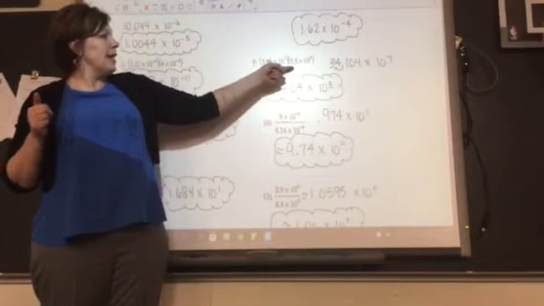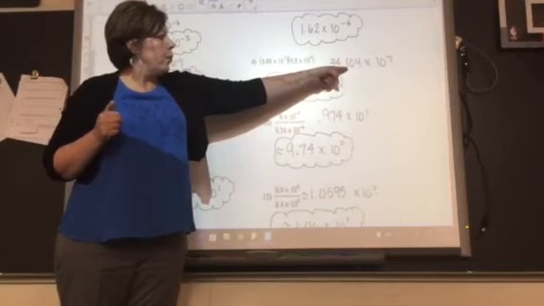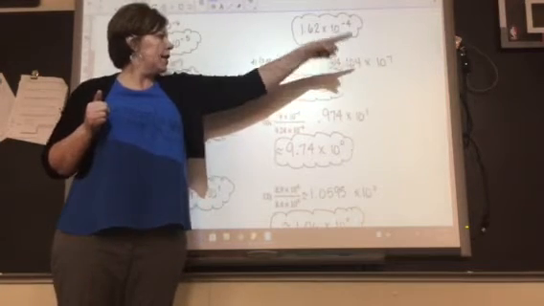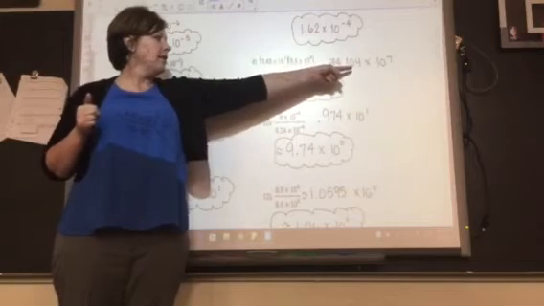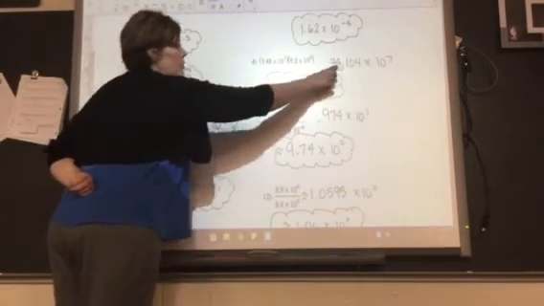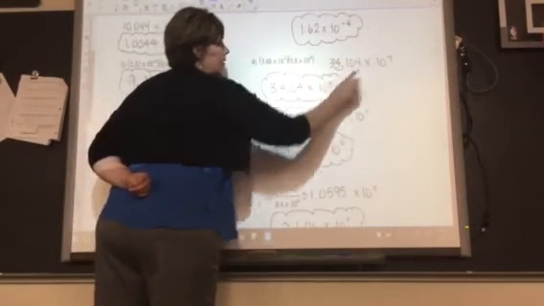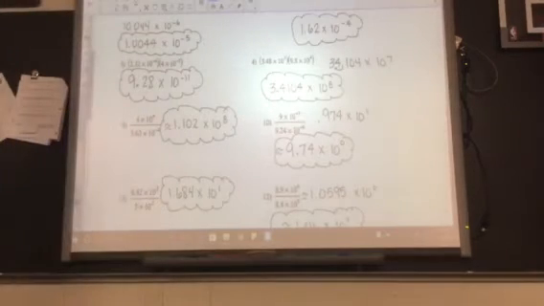Number 4. 3.48 times 9.8 is 34.104 times 10 to the 3 plus 4 is 7. However, I have to move the decimal back, like move the decimal over 1, which is adding a decimal place. So I have to add 1 to that, which makes that 10 to the 8th. Are we good?